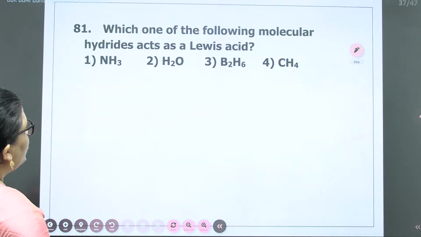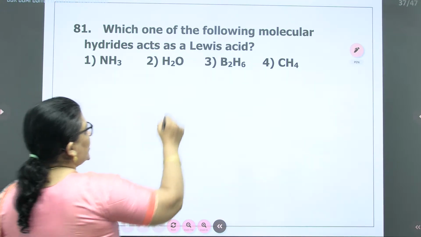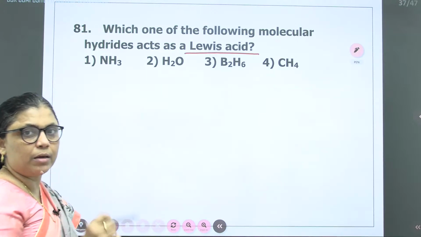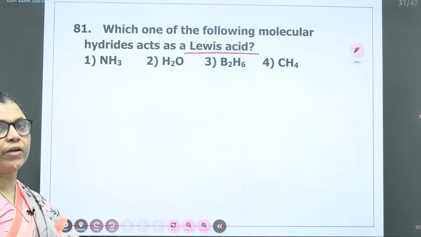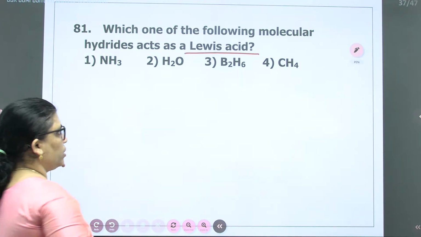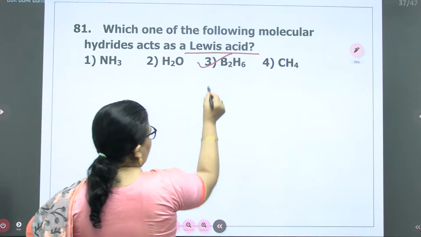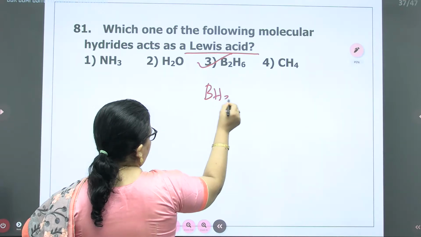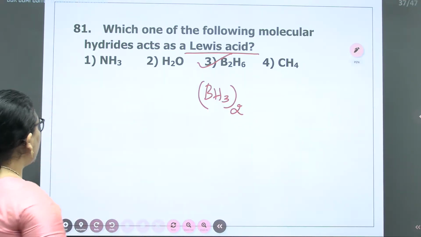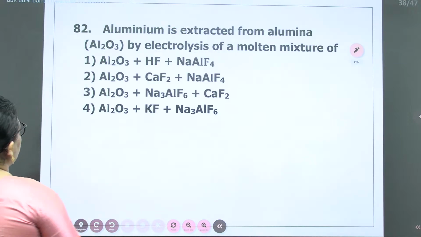81. Which one of the following molecular hydrides can act as a Lewis acid? It means that the central element must be in need of electrons. They are capable of accepting electrons. The answer is diborane, BH3 twice, that is diborane, B2H6.